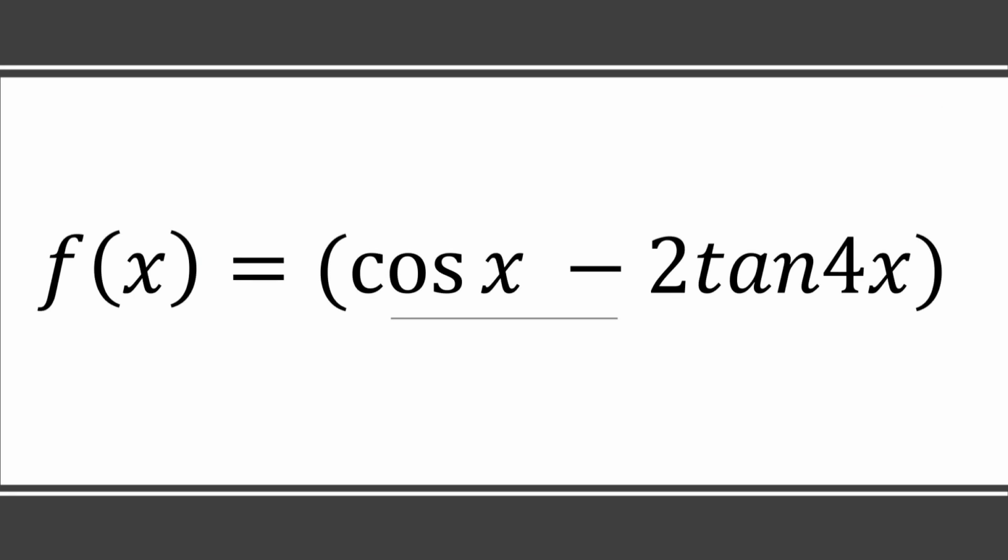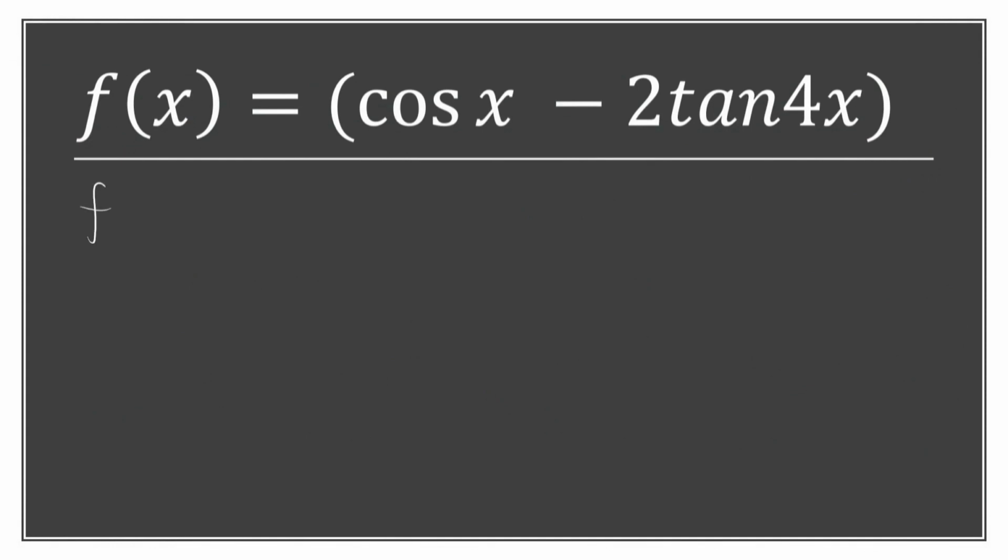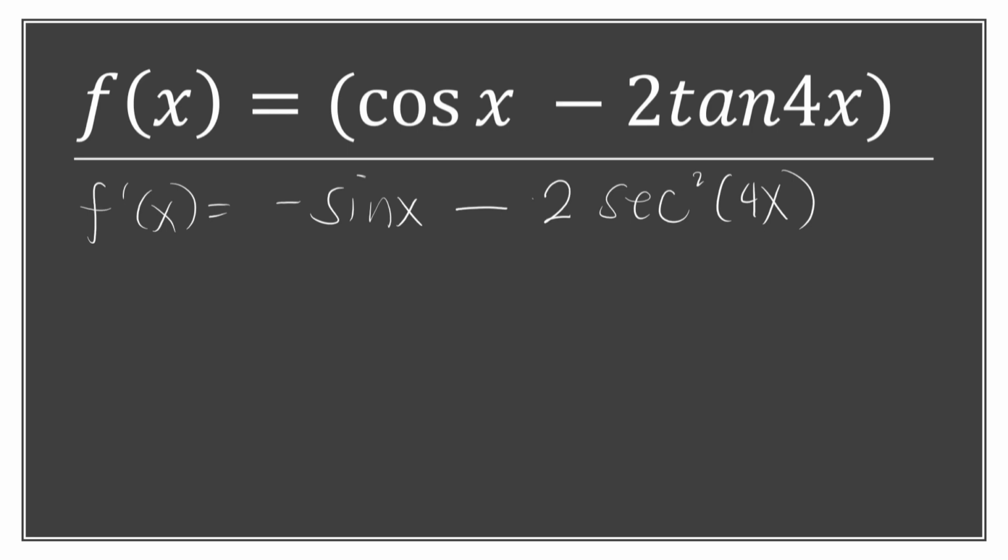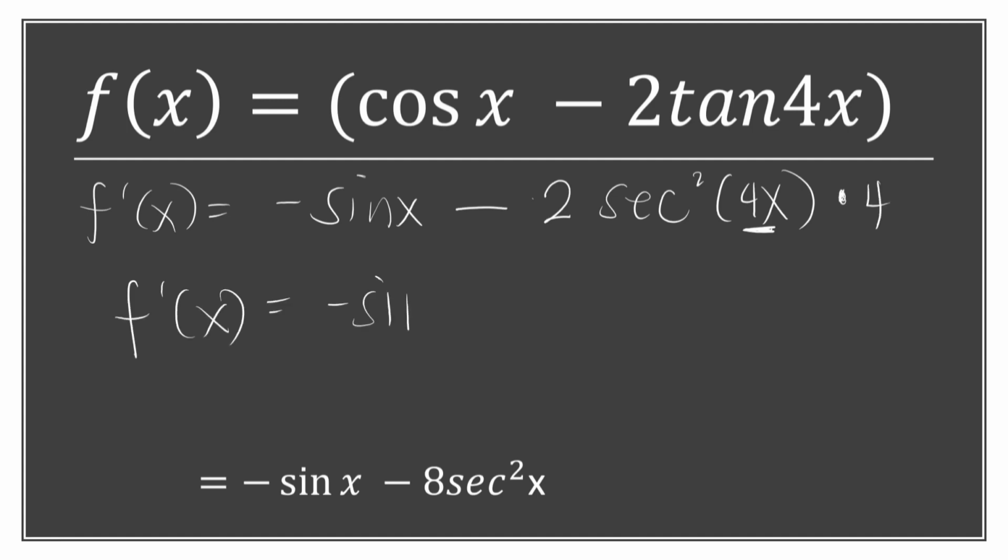So, let's try another one. Cosine x minus... f prime of x is equal to the derivative of cosine x, which is negative sine x, minus the constant multiple rule, so 2 times the derivative of tan 4x, that is secant squared 4x, and then chain rule, so kunin natin yung derivative ng inside function, that is 4x, so that is times 4. So our final answer would be negative sine x minus 2 times 4 is 8 secant squared 4x.